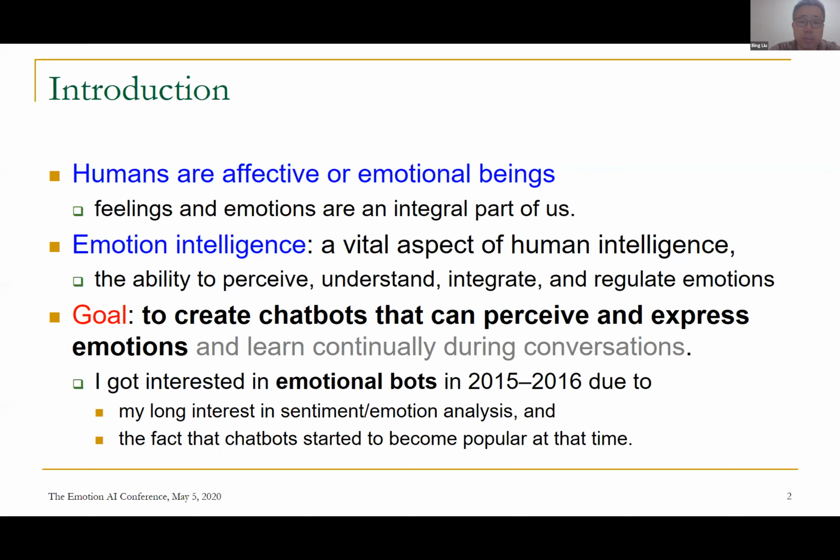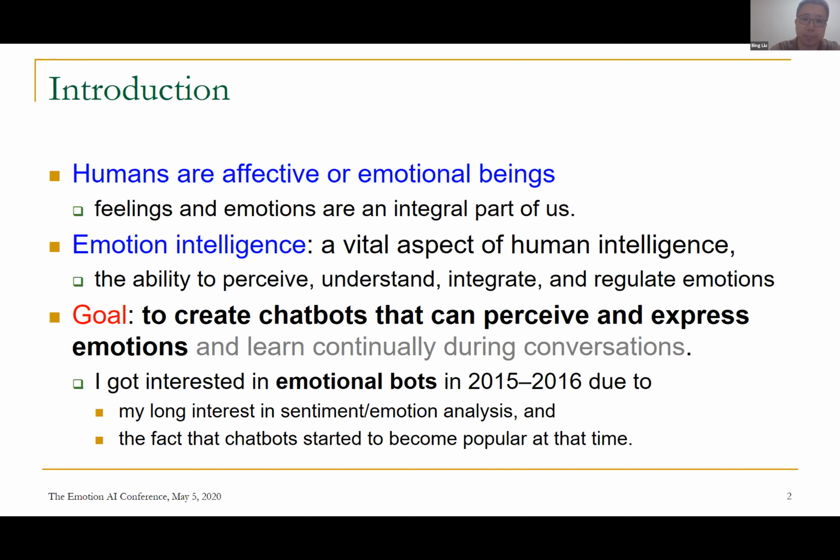So the goal of what we are trying to do is essentially to create chatbots which can perceive, obviously, to detect and also express emotions. And another part is we also want this system to learn continuously by itself. Of course, in this particular talk, I'm not going to touch that part, which is part of lifelong or continual learning, and how you make a system do self-supervised learning and get better and better in the process of conversations.